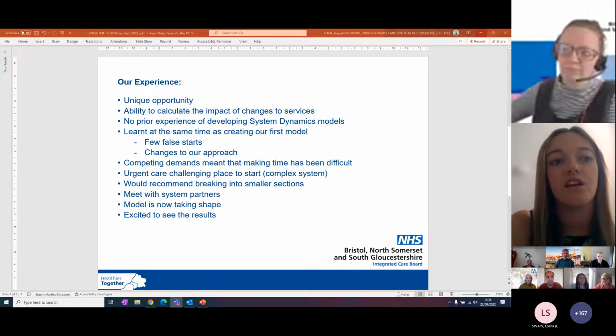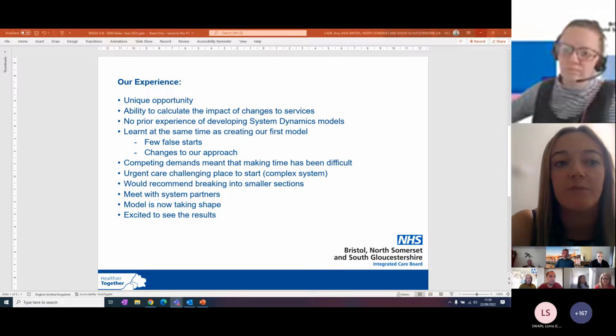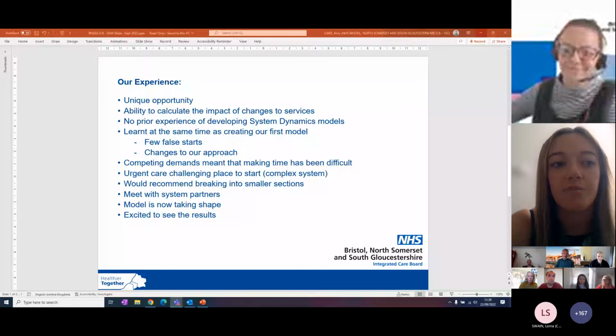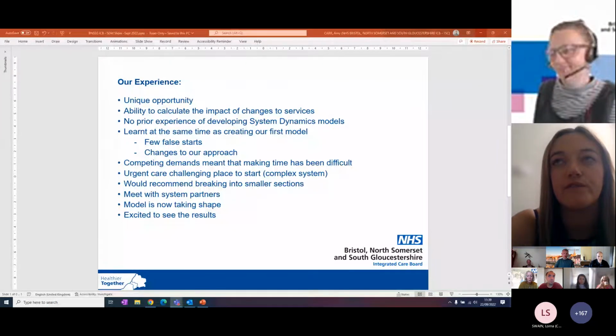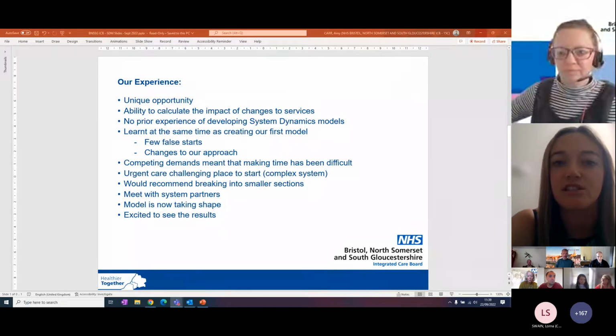And I would say that the urgent care system has been a bit of a challenging place to start just because it's so complex. I would recommend starting with a smaller project. But in order to deal with this, we did similar to Norfolk and Waveney, and we split the urgent care system into different areas, including 111, ambulance, ED, etc. And then we've gone on to meet system partners involved in each of these areas and services, just to help us identify the inflows and outflows in the model, and then again, exactly what they do want to focus on.